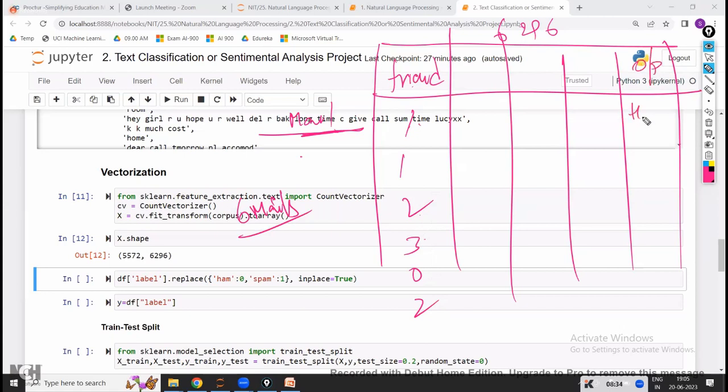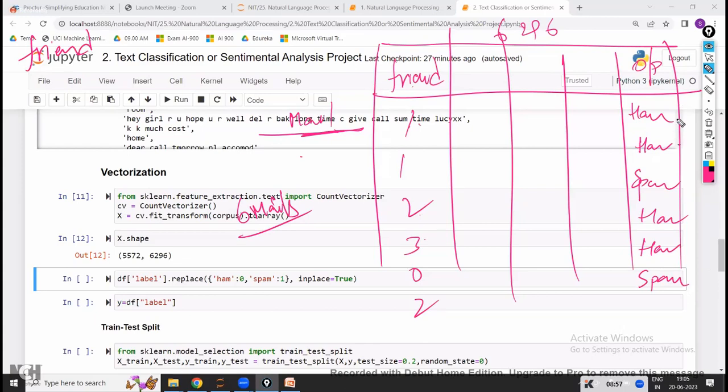So this is ham, spam, ham, spam. Now tell me, how many times is the word friend in the spam?